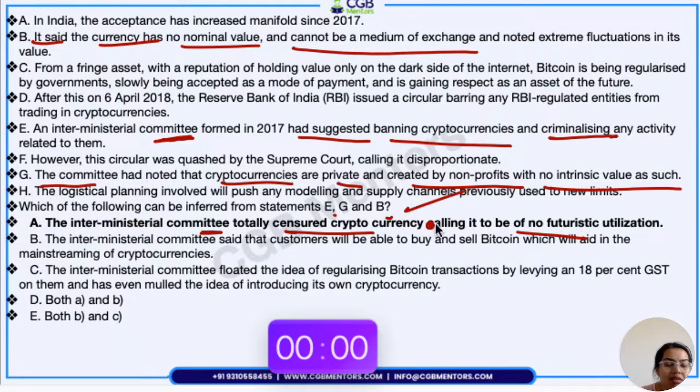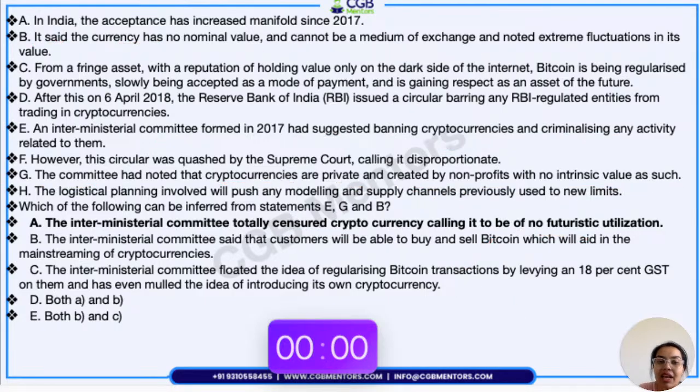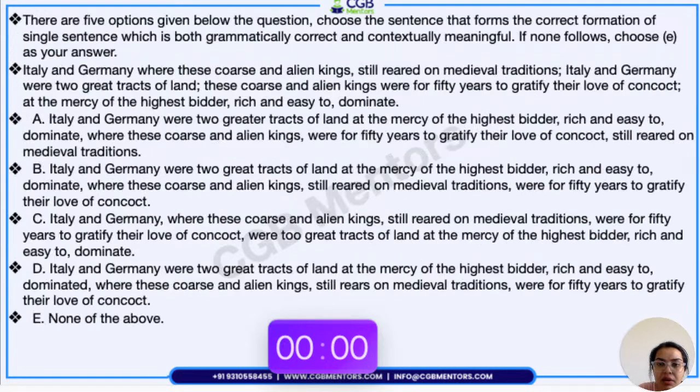Also try to read in the sequence given here. The committee said customers will be able to buy. This is the opposite. Committee floated the idea of regularized Bitcoin transaction. This is also the opposite. It is against Bitcoin, which is clearly seen here. Okay, please go through the question instruction, follow and start giving answers here.